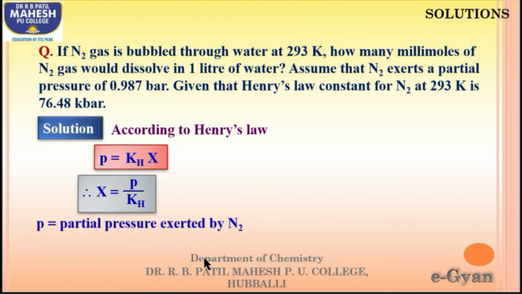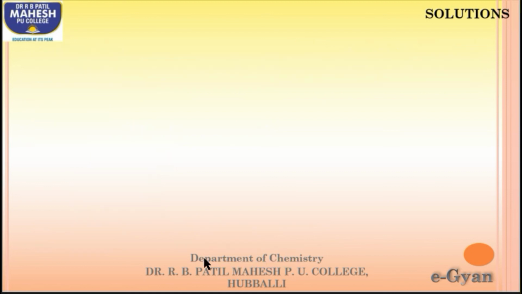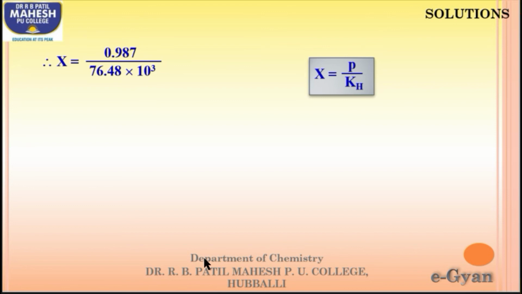Partial pressure exerted by N2 gas is equal to 0.987 bar. And the Henry's law constant they have given is 76.48 kilobar, so that is equal to 76.48 into 10 to the power of 3 bar. So substitute: X is equal to 0.987 divided by 76.48 into 10 to the power of 3, which is equal to 1.29 into 10 to the power of minus 5.